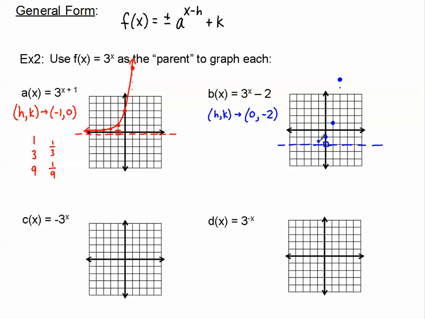And then the cheat points, 1/3, 1/9, 1/27th, 1 over 81 if you want to go crazy. And there we go. There's our exponential curve. Looking good.